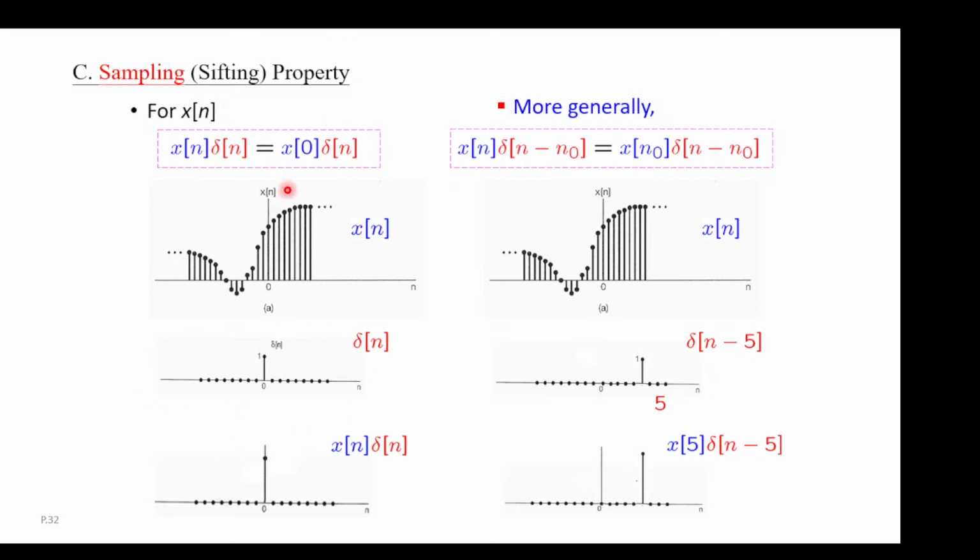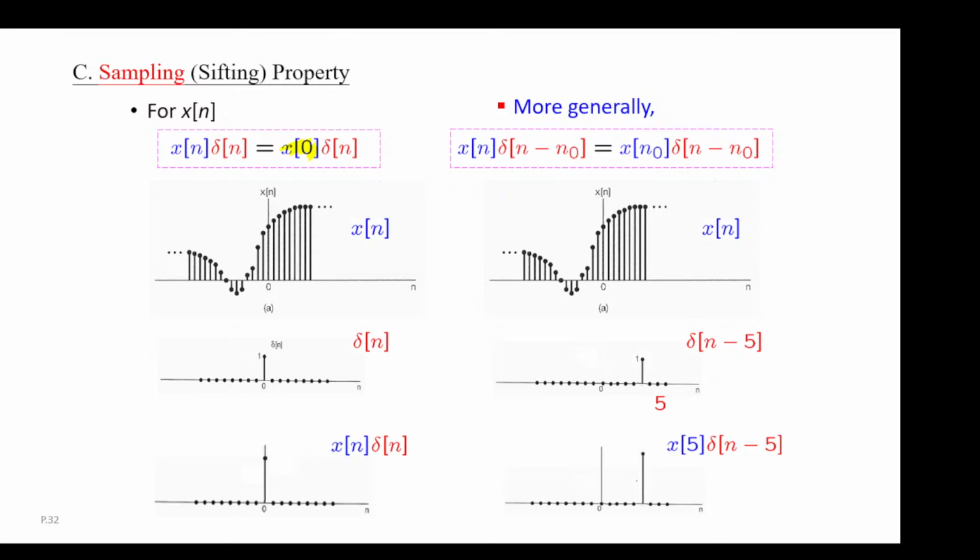So we should mark the really important part here. When you multiply x of n with delta of n, you pick up x of 0. You still have the delta of n, but you pick out x of 0 here. That's called the sampling or shifting property, because you sample out x of 0. We have other ways to process this signal later. For now, we need to remember this nice property: x of n times delta of n equals x of 0 times delta of n.